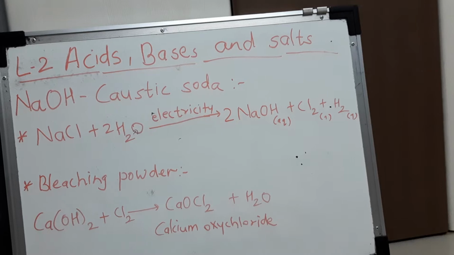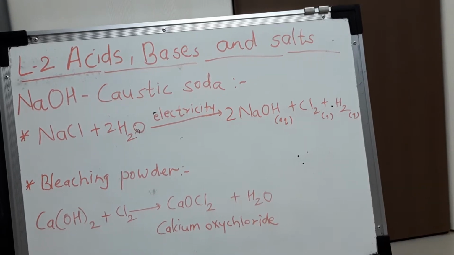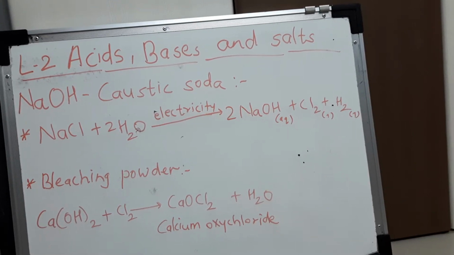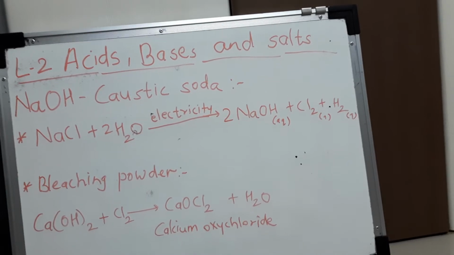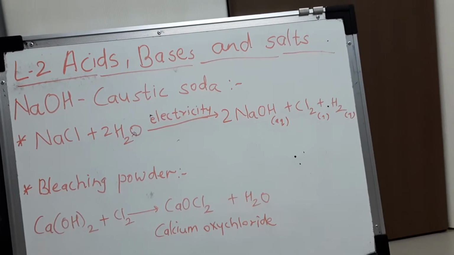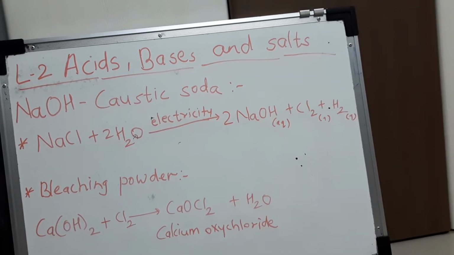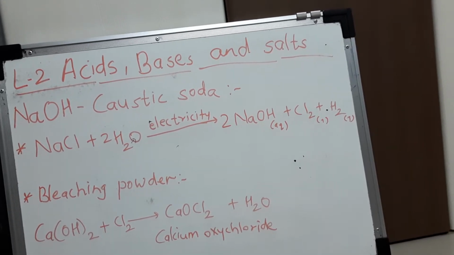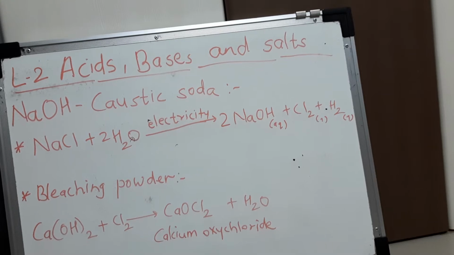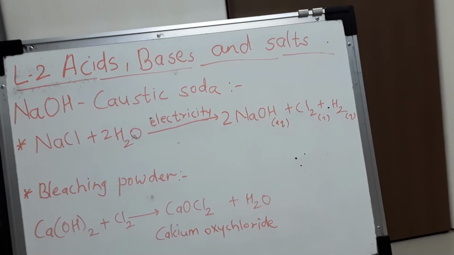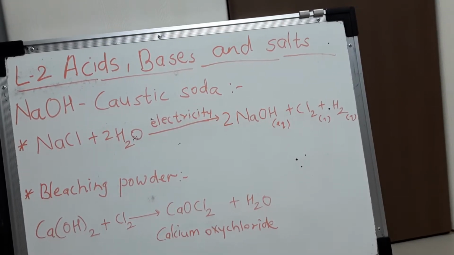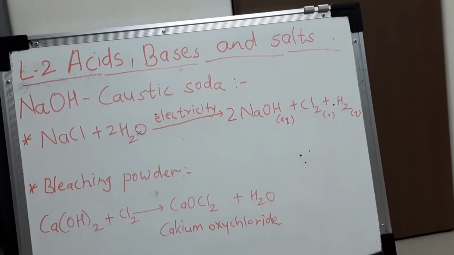This process is called the chlor-alkali process. Why? Because our products are chlor, chlor means chlorine, and alkali, sodium hydroxide, is a very strong alkali or strong base, a water soluble base. Therefore this reaction is called the chlor-alkali reaction or chlor-alkali process.